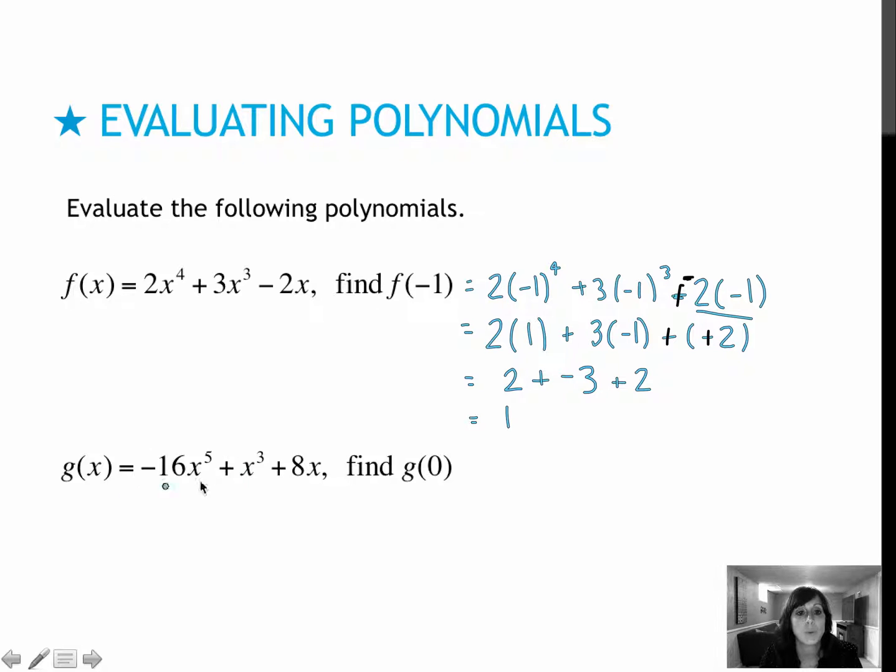And for my last one, I'm simply replacing everything with 0. And what I know about 0 is that anything times 0 is 0. So on this one, it doesn't matter if I take 0 to the 5th because 0 to the 5th is 0. And if I take it times 16, that gives me 0. 0 to the 3rd is 0. And 8 times 0 is 0. And so my answer is 0.